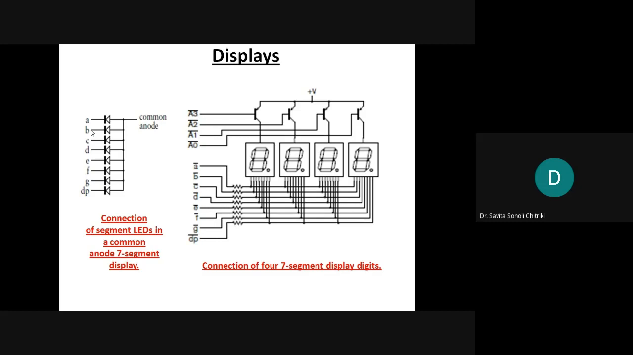If all anodes are connected to high, in common anode all will be connected to high. So now if you want to turn one of these on, what should be connected? For the A LED to turn on, what should be connected? 0 or 1? Akash? 1. Why 1?